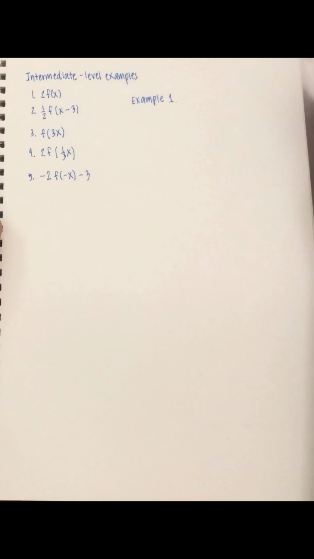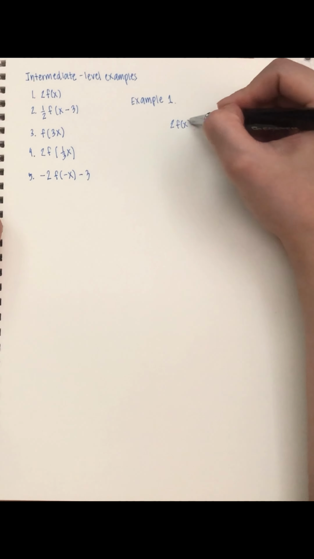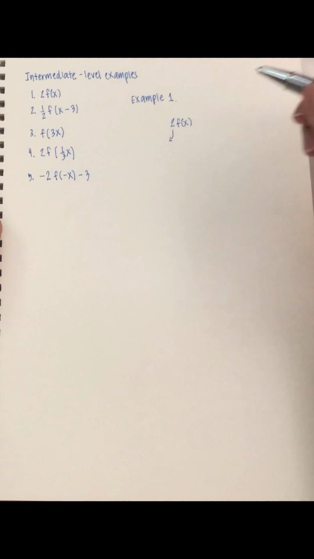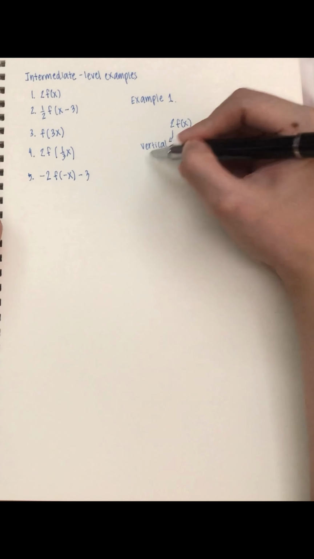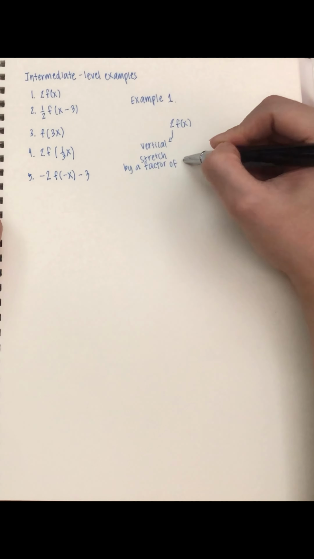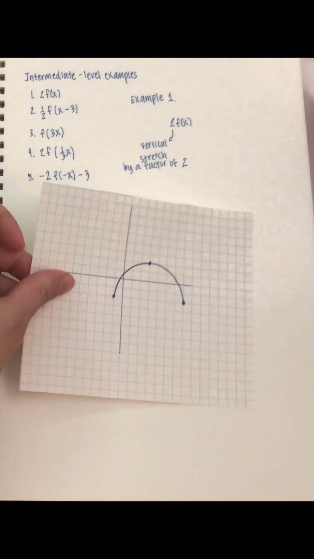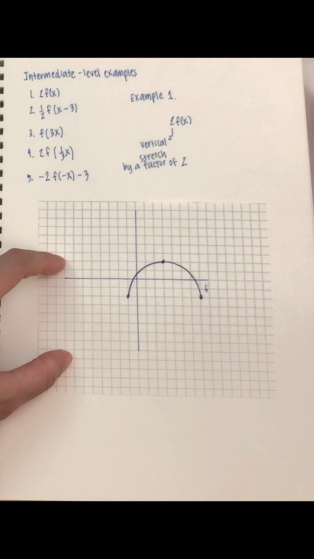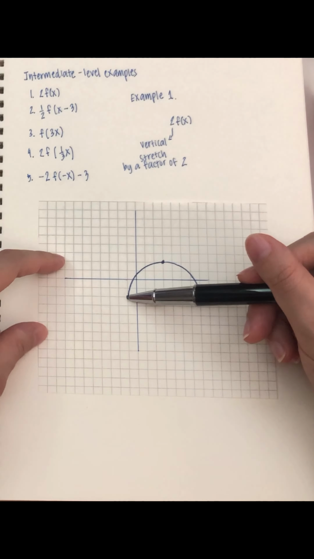Example 1, 2f of x. There's only one transformation. The 2 multiplied outside means there is a vertical stretch by a factor of 2. Here is the given graph. This is f. And I will show you how to transform each point one by one.